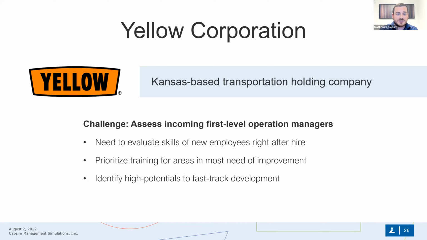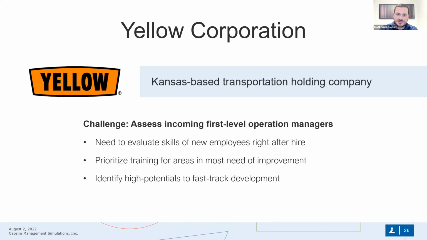So in fact, it was actually Yellow who approached us at the on-site ATE conference in Salt Lake City back in 2021. And they were specifically looking for a scalable and immersive way to assess incoming first-level operations managers. More specifically, they were looking for a way to evaluate skills in employees that have just been hired, just like Caterpillar. They wanted to identify where they can improve, but they also wanted to identify high potential employees to fast track their development as soon as they were brought on board.